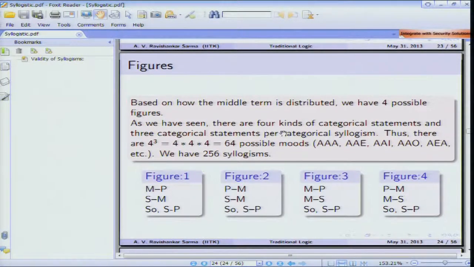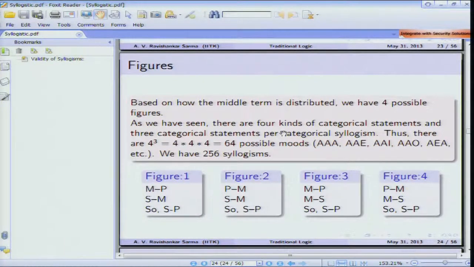It is simply represented as, for example, if I say AAA1, it means a mood which occurs in figure number 1. If I say AAA2, then it occurs in figure number 2. In the mood, the first two letters stand for the premises and the third one stands for the conclusion. So this is what we have.